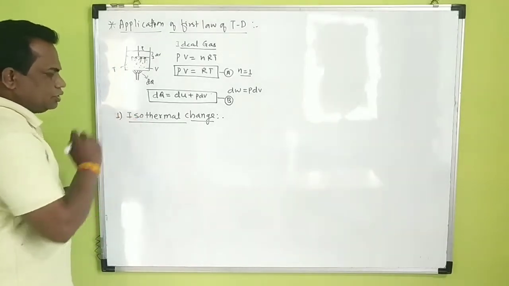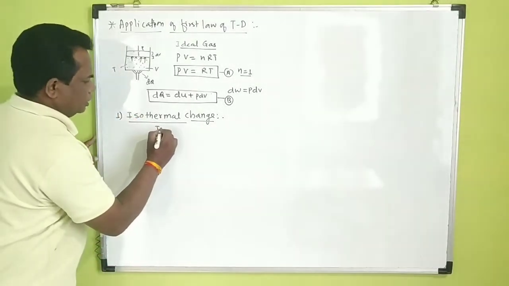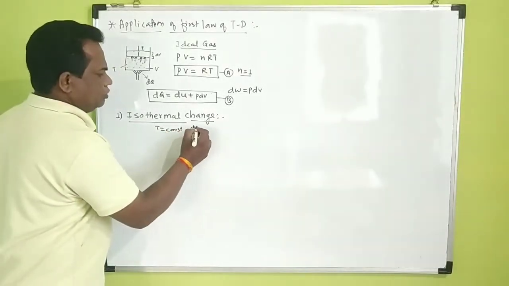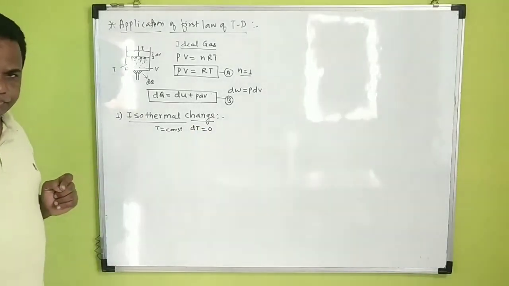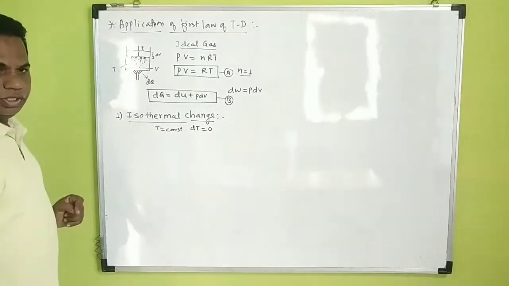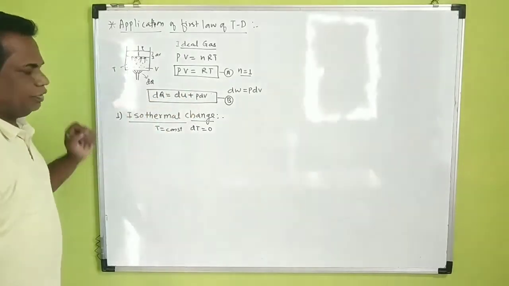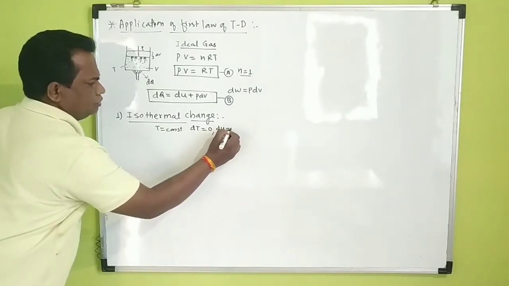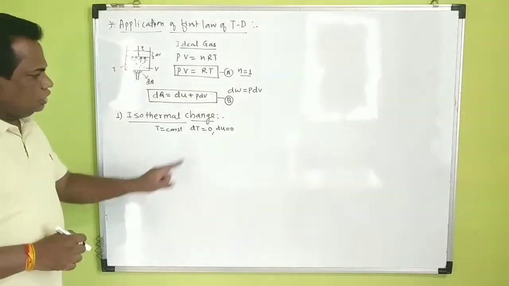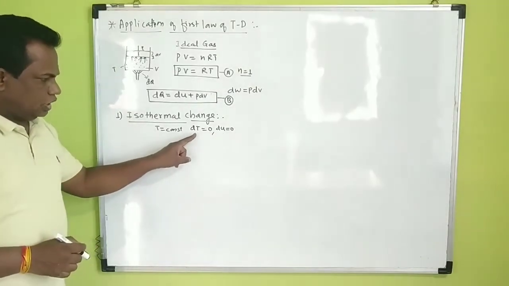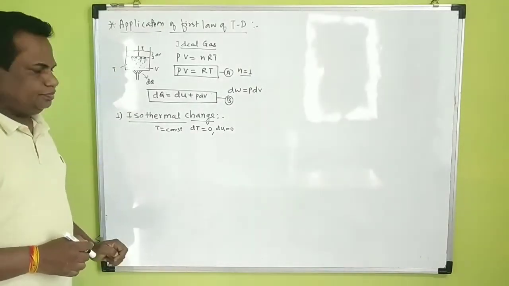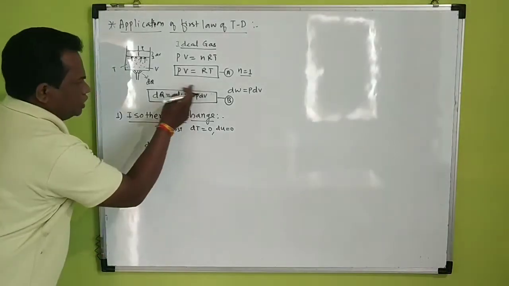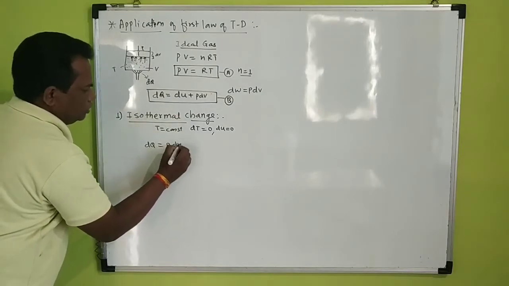That means for an isothermal change, T is constant. T constant means dT is equal to 0. So in this first law, what will it become? dT is equal to 0 means dU is also 0, because T is a measure of internal energy. So now this equation becomes dQ is equal to PdV.